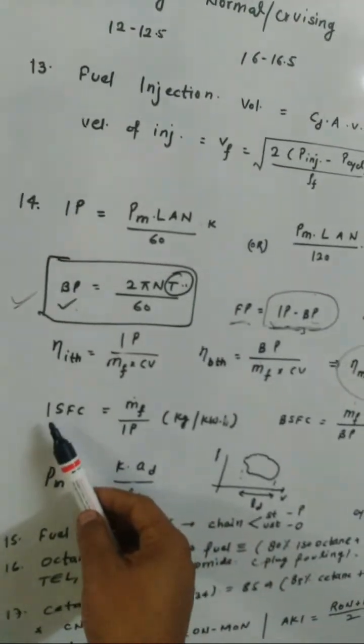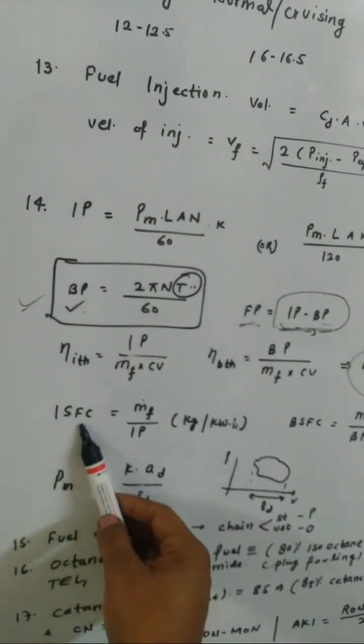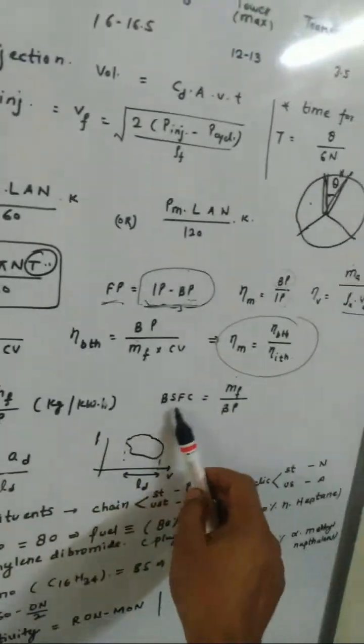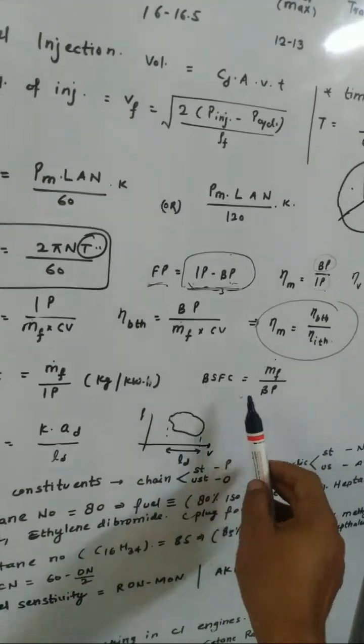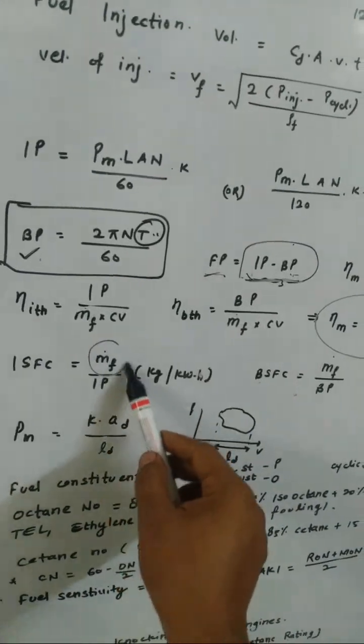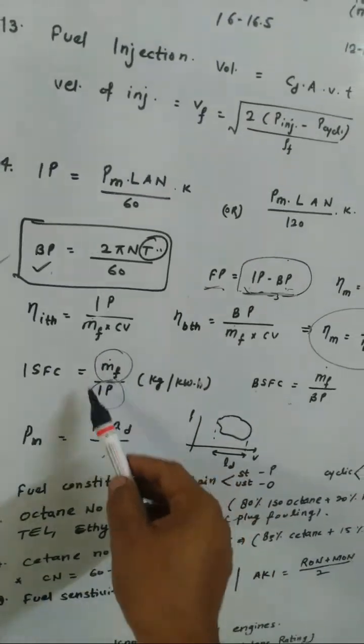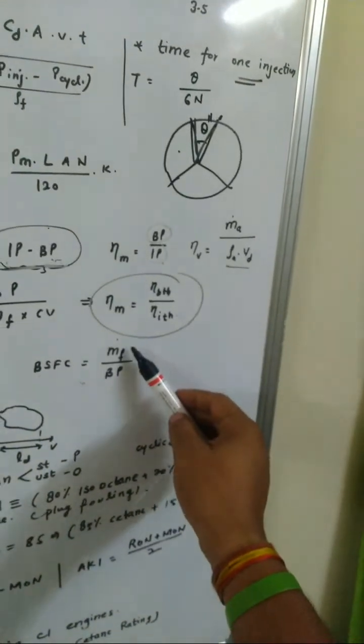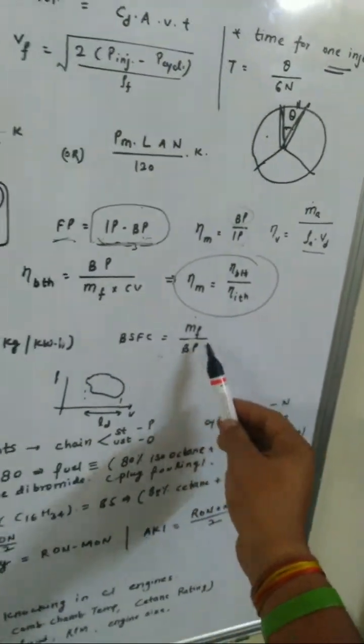Similarly, the indicated specific fuel consumption, or similarly brake specific fuel consumption. This is nothing but the mass of the fuel required for the given amount of indicated power. So this is just the ratio. Here it is the ratio of mass of fuel to the brake power.